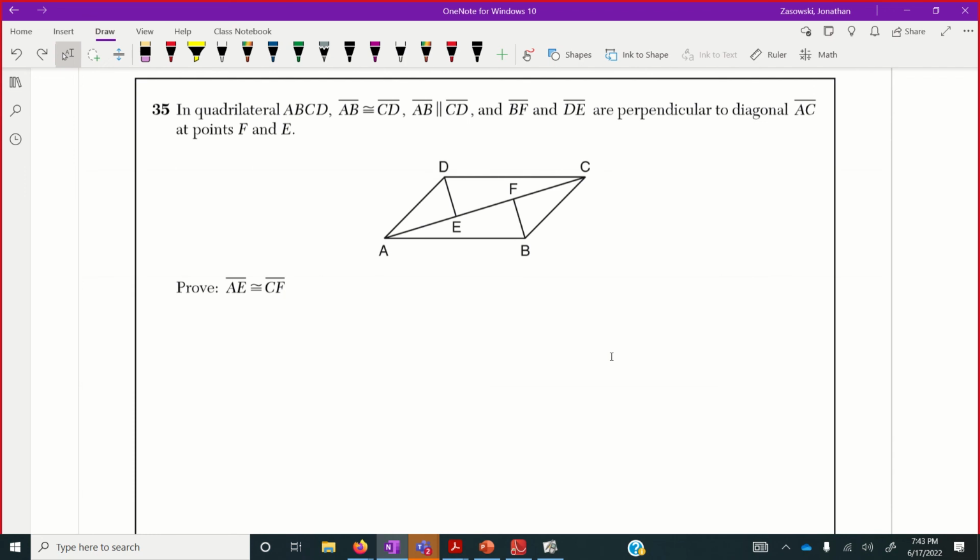You let me know when you would like me to start walking through number 35. In the meantime, I'll start the T-chart. And we're going to move this up here. AECF. I'm not done.